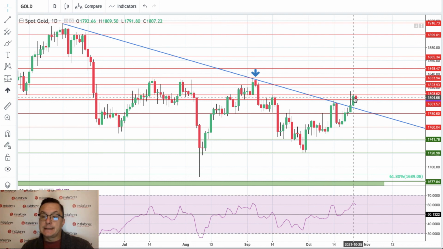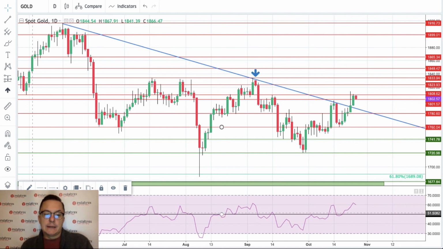1813. Yesterday we got 1809, and we are climbing higher. Basically, if we take out the high of 1813, the next target is 1823, and then 1833, which is marked here. This might be very important technical resistance for bulls. So we will see how the market will react on that level.